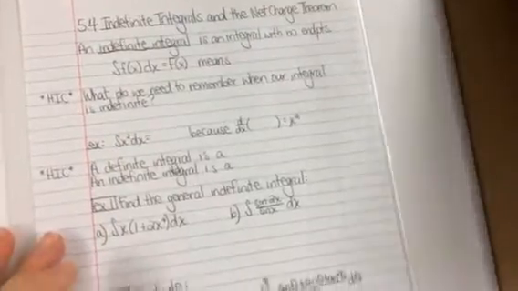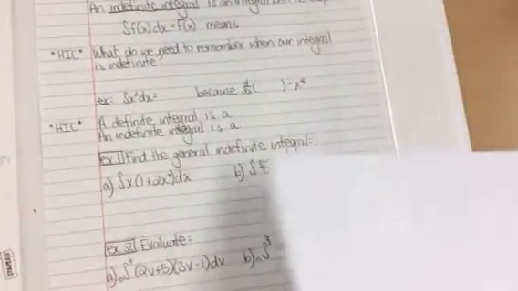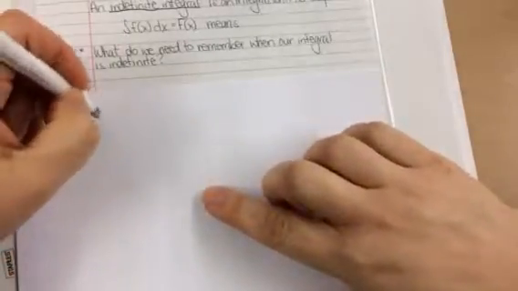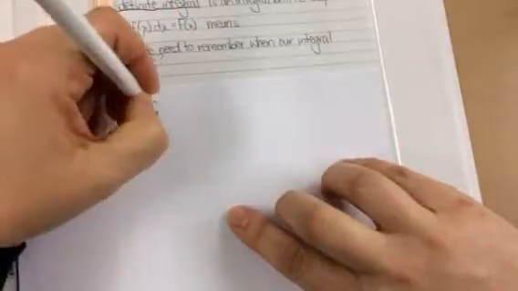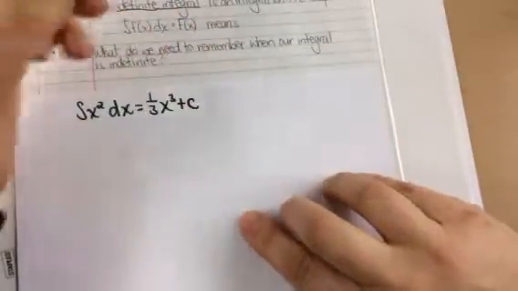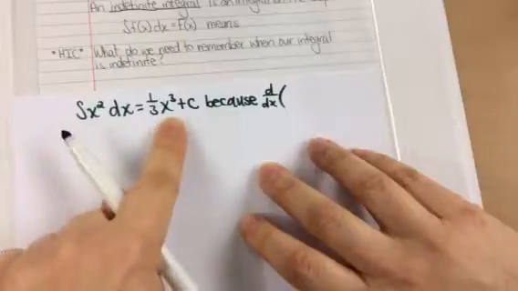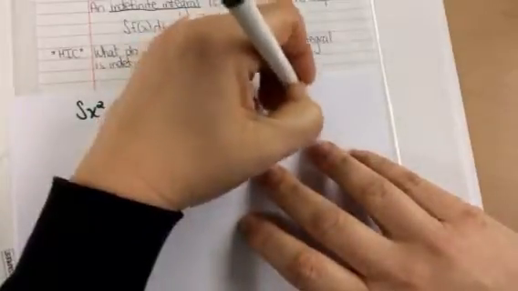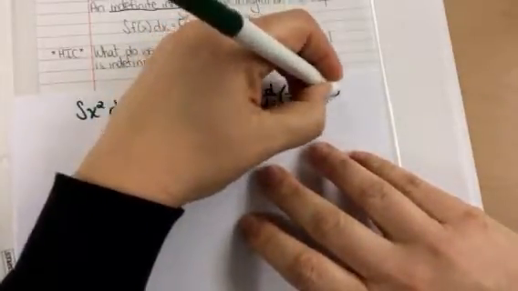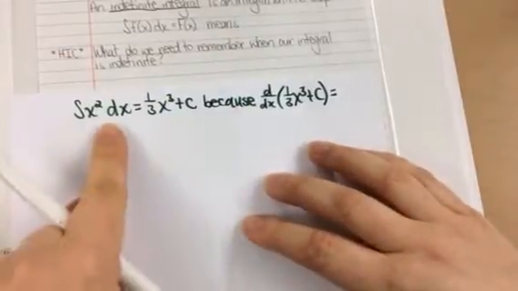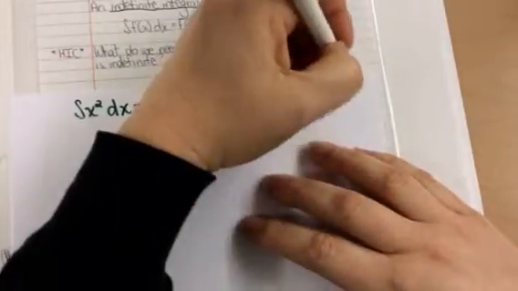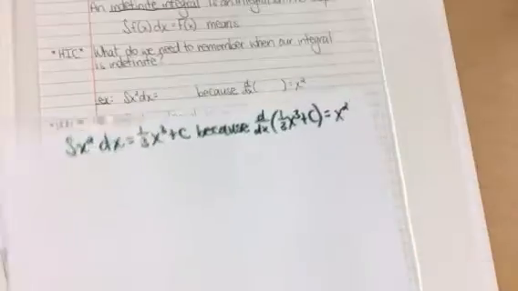So for example, the integral of x squared is 1/3 x to the third plus c, because the derivative of that is equal to x squared, right? So it's forwards and backwards.